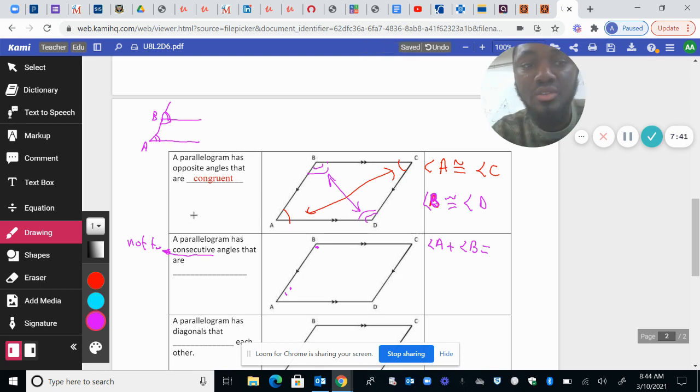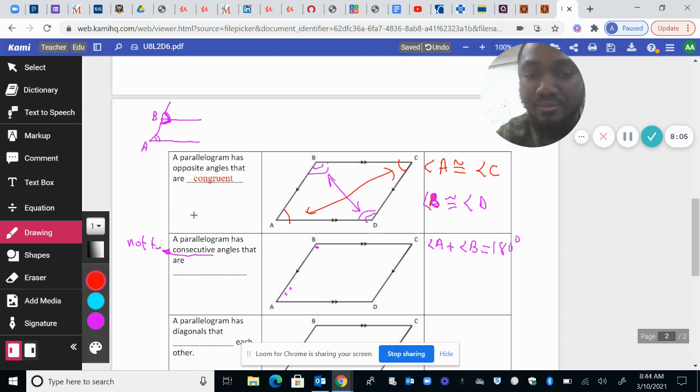Thanks to consecutive interior angles, which are congruent. And then, these two angles here are going to be added up to form a straight line. So they're going to be what? Supplementary. Okay, so they're going to add up to 180. So A and B are next to each other, so they add up to 180.